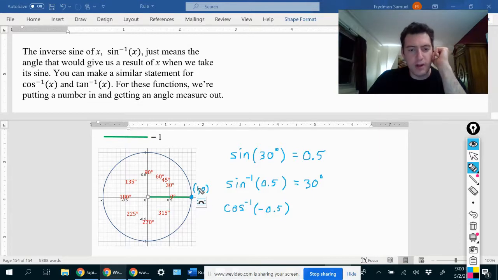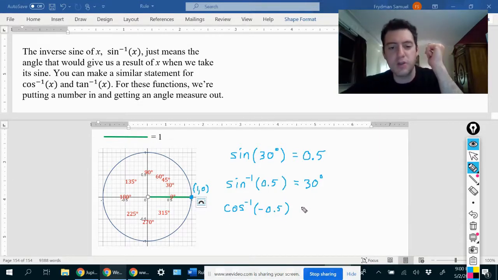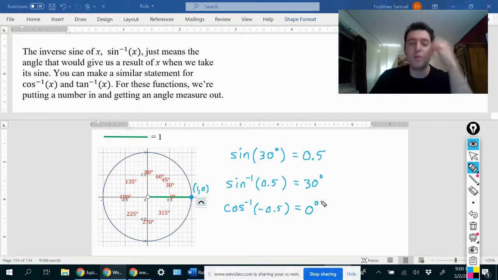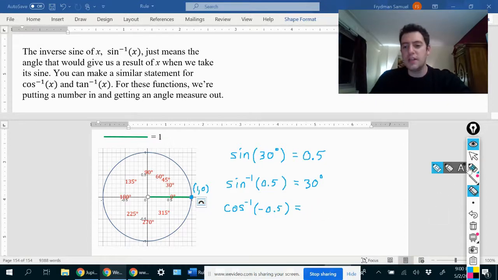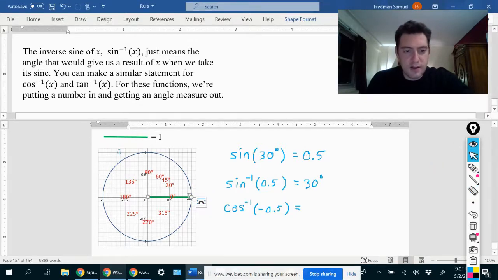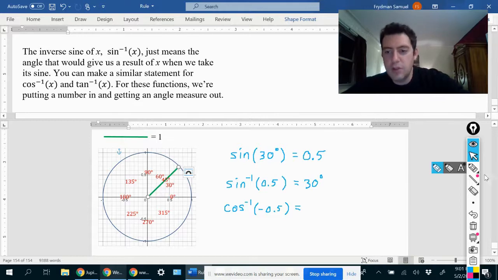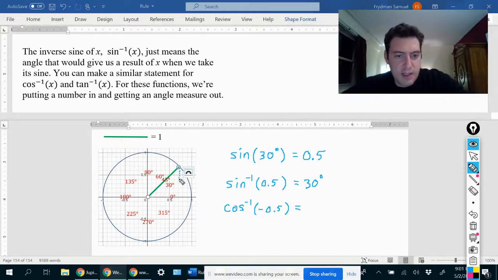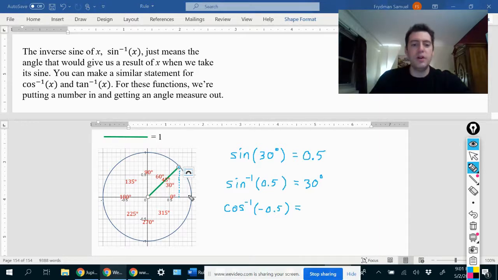We don't want 1. So this is the wrong answer. If we guessed that the inverse cosine of negative 0.5 was 0 degrees, we would just be incorrect, because the cosine of 0 degrees is not negative 0.5. So that's wrong. Let's just keep looking. Now, let's bring it around a little bit more. What if I were to stop here? Then I would just draw a dotted line down to the x-axis. Do I get negative 0.5? No. Let's keep going.